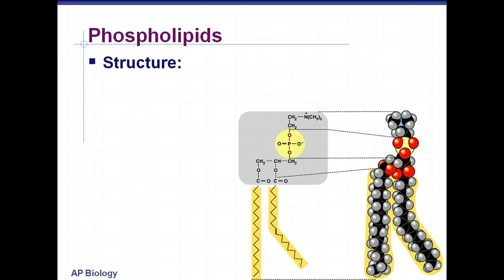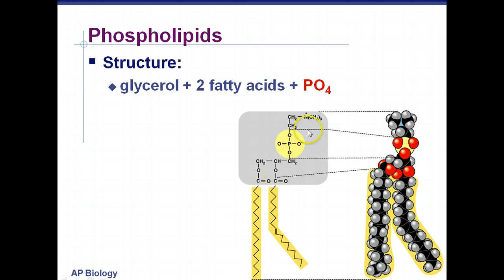Another type of lipid that you guys are going to see and learn a lot more about are the phospholipids. These have a glycerol molecule with 2 fatty acids and a phosphate head. So we can see our glycerol down here and our phosphate up here.